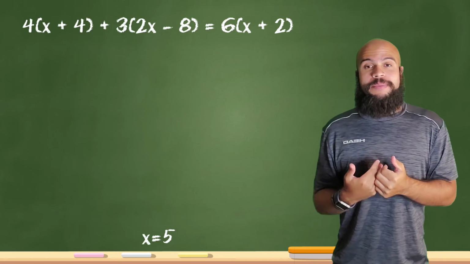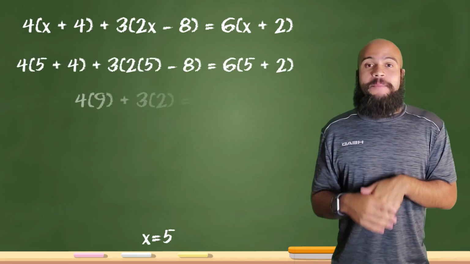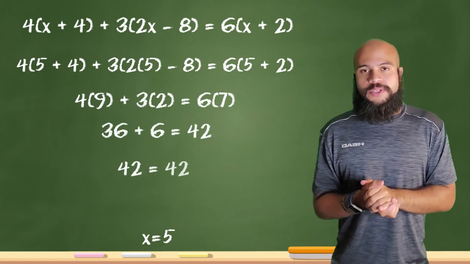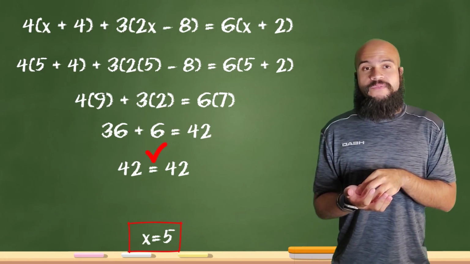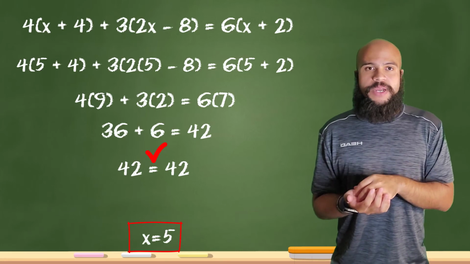Now, I'm going to show commitment to quality by checking that my answer is correct. And I see that by evaluating at x equals 5, I end up with 42 equals 42, which is a true equation. Therefore, x equals 5 is indeed the solution to this linear equation.